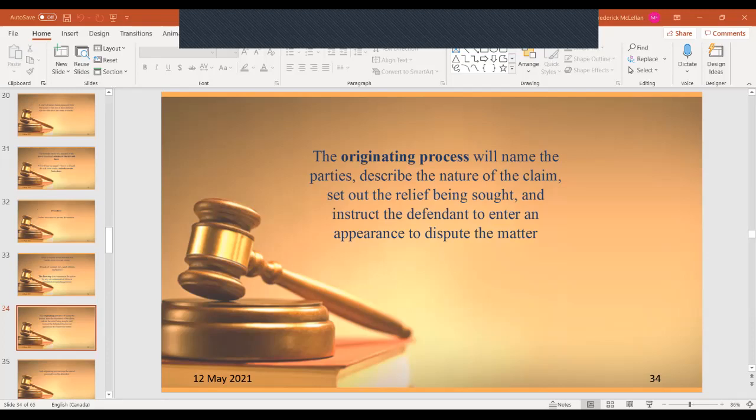It describes the nature of the claim. What are you suing for? Is it a contract? Is it a tort? Is it negligence? You set out what the relief is being sought, which in civil or private matters is almost always damages. It can be injunctions or mandamuses, those particular kind of prerogative writs, but mostly it's damages. So I'm seeking $2 million in damages. That's the relief sought, basically.